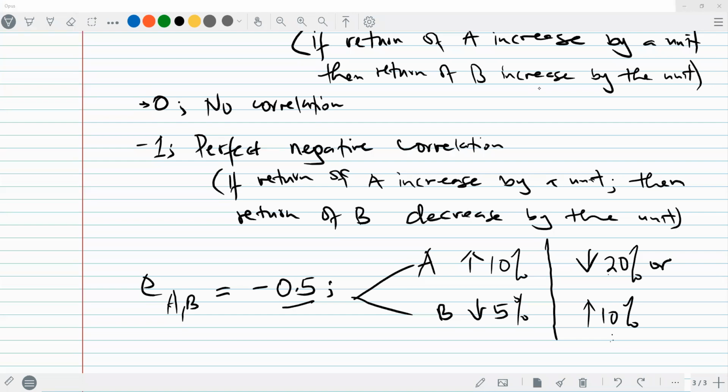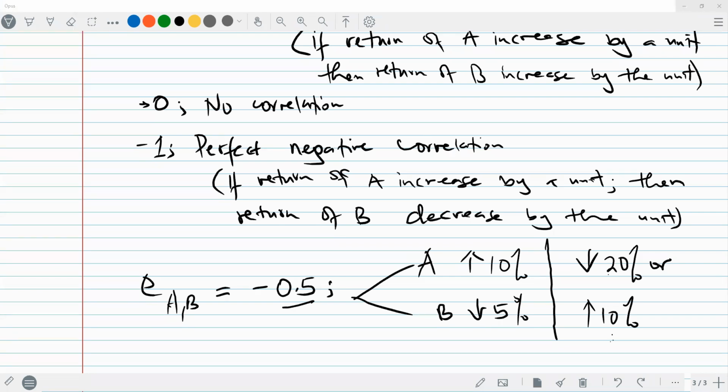It was my hand. Oh, it was my or what? Yes. Okay. When B increases by 10%, what happens to A?